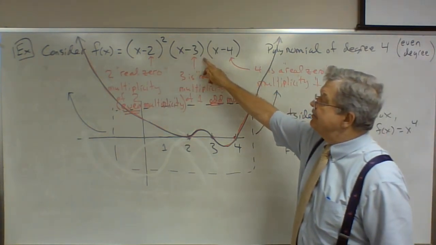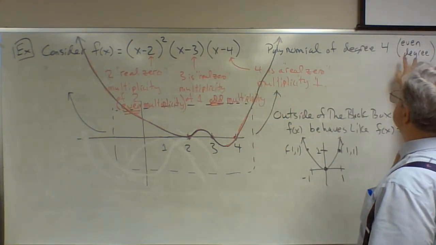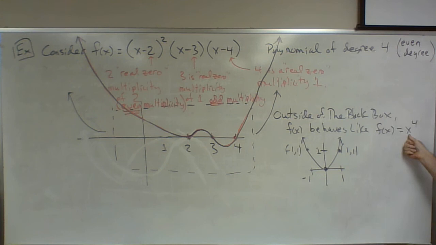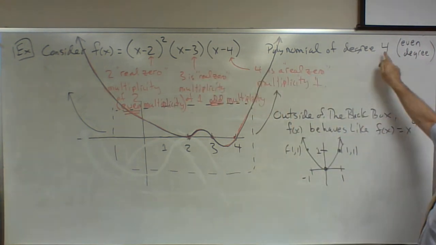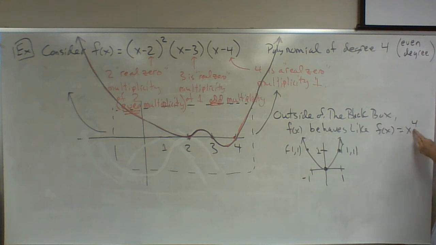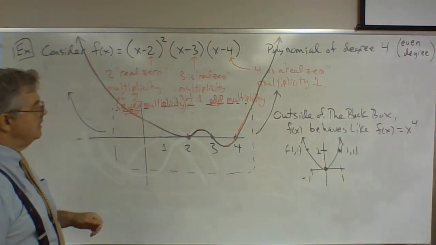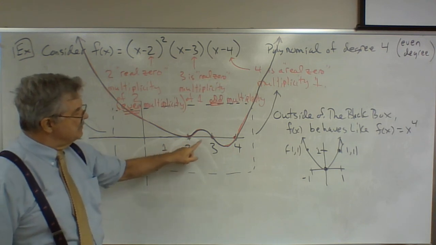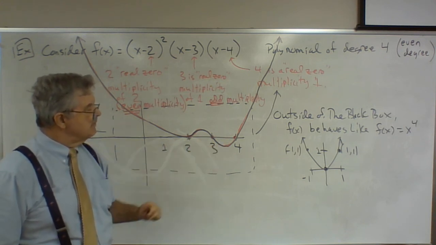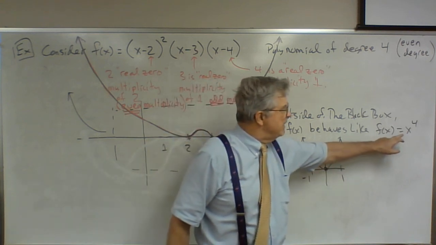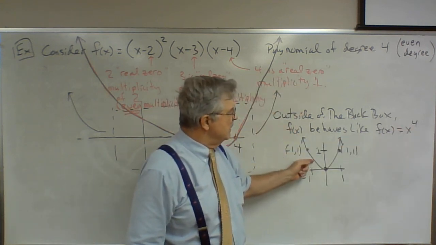A polynomial of degree 4, which is what this is, outside of the black box, it has to behave exactly like the corresponding power function x to the 4th. A polynomial of degree 4 has to behave like the power function x to the 4th outside of the black box. Inside the black box, we figured out the real zeros and the turning points.